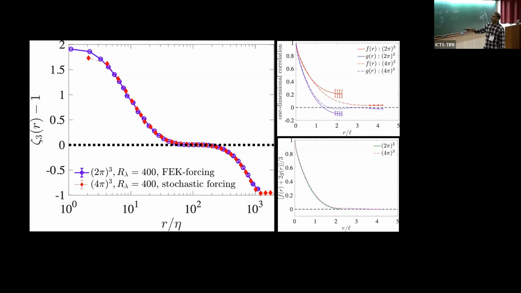And I'm also showing f plus 2g divided by 3. This is how you calculate the integral scale in a periodic DNS. You don't calculate the integral of f of r, you calculate this integral. And these decay for both the different box sizes. But regardless of this, the exponents seem immune to this. Look at this, 2 pi cube and 4 pi cube at a fixed Reynolds number of 400.